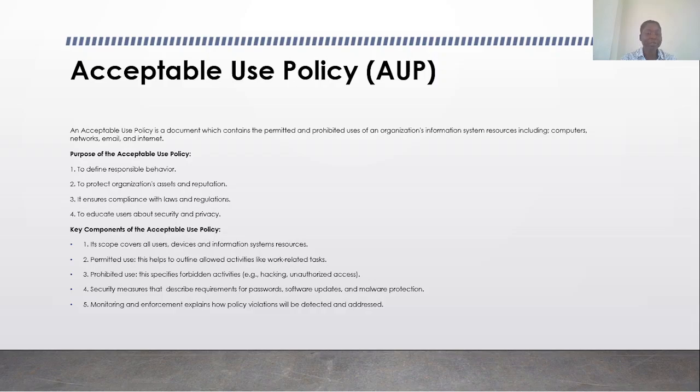The purposes of the acceptable use policy are to define responsible behavior, to protect the organization's assets and reputation. It ensures compliance with laws and regulations, and to educate users about security and privacy. The key components of the acceptable use policy are the scope, which covers all the users, devices, and information system resources.